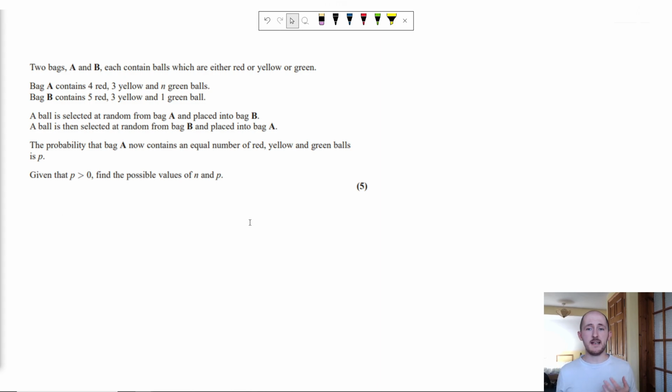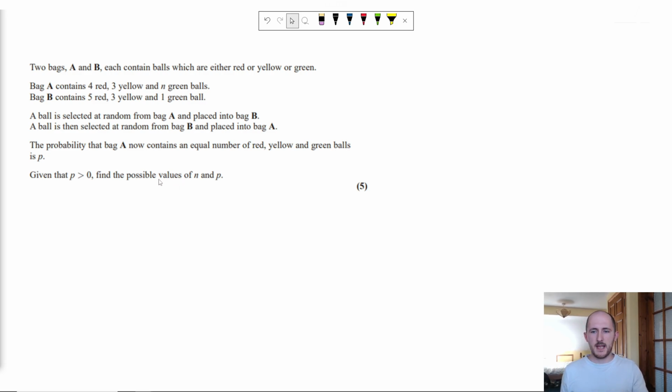This was actually a really tricky question for a lot of students. So if we look here, it says two bags A and B each contain balls which are either red, yellow or green. A contains 4 red, 3 yellow and N green. And B contains 5 red, 3 yellow and 1 green. A ball is selected at random from bag A and placed into B. And then a ball is selected from bag B and placed into bag A. It says the probability that bag A now contains an equal number of red, yellow and green balls is P. Given that P is greater than 0, so essentially given that this is actually possible, find the possible values of N and P. So, let's go through it.